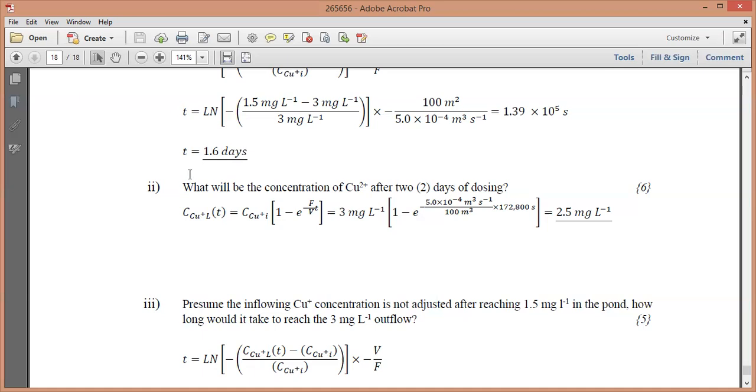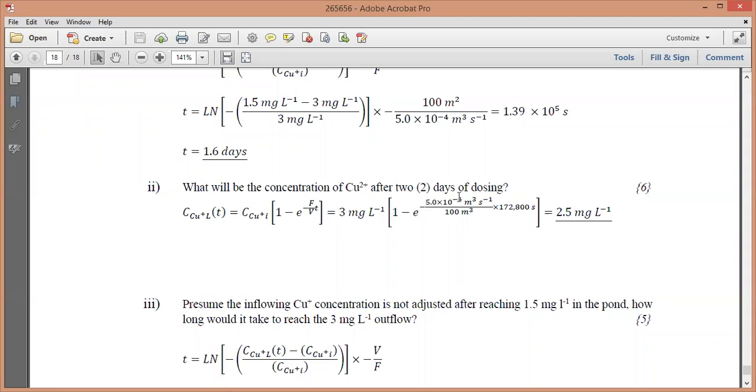So if we are being asked for the concentration of copper in the reactor, that's our main point of interest, which is the same as the outlet concentration, isn't it? So our CLT will remain as in the formula. Then the inlet concentration is 3. And then what else do we have? 2 days of dosing, so you take 2 days and convert it to seconds, because we're working with seconds here. So 2 days into seconds gives us 172,800 seconds. That's what we multiply here.